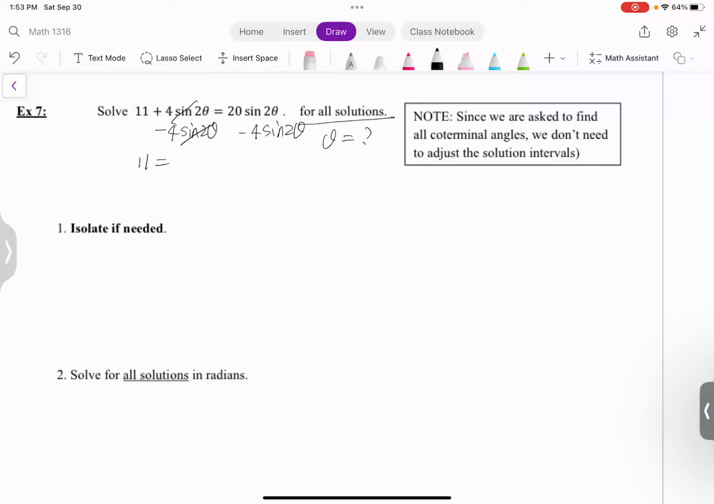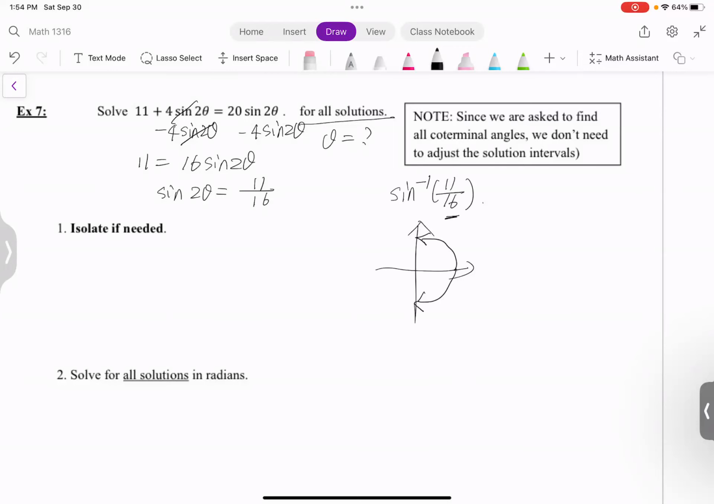So we have 11 equals 16 sine 2 theta, and sine 2 theta equals 11 over 16. This is not a special angle, so I need to use my calculator to find the angle. Remember that for the sine, if I'm using the calculator to find the inverse of sine 11 over 16, my calculator will only give me the angle in the first quadrant or fourth quadrant.